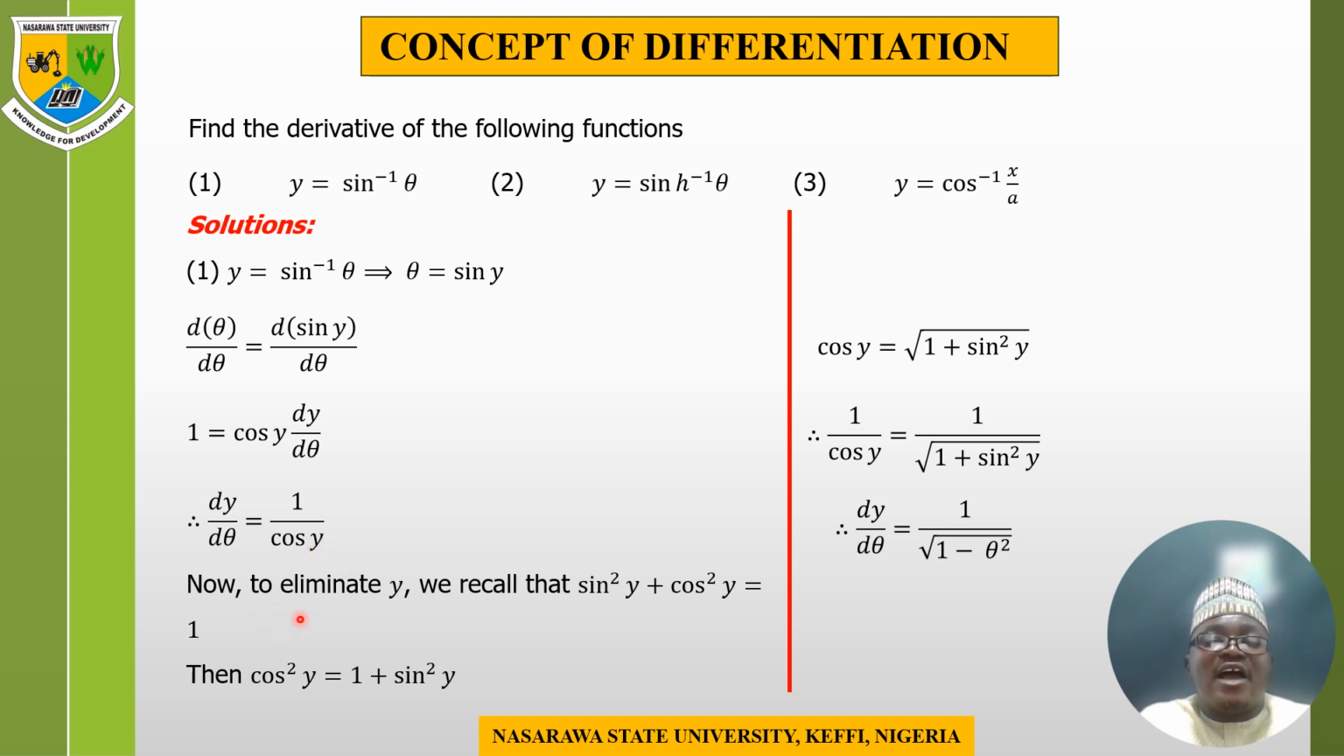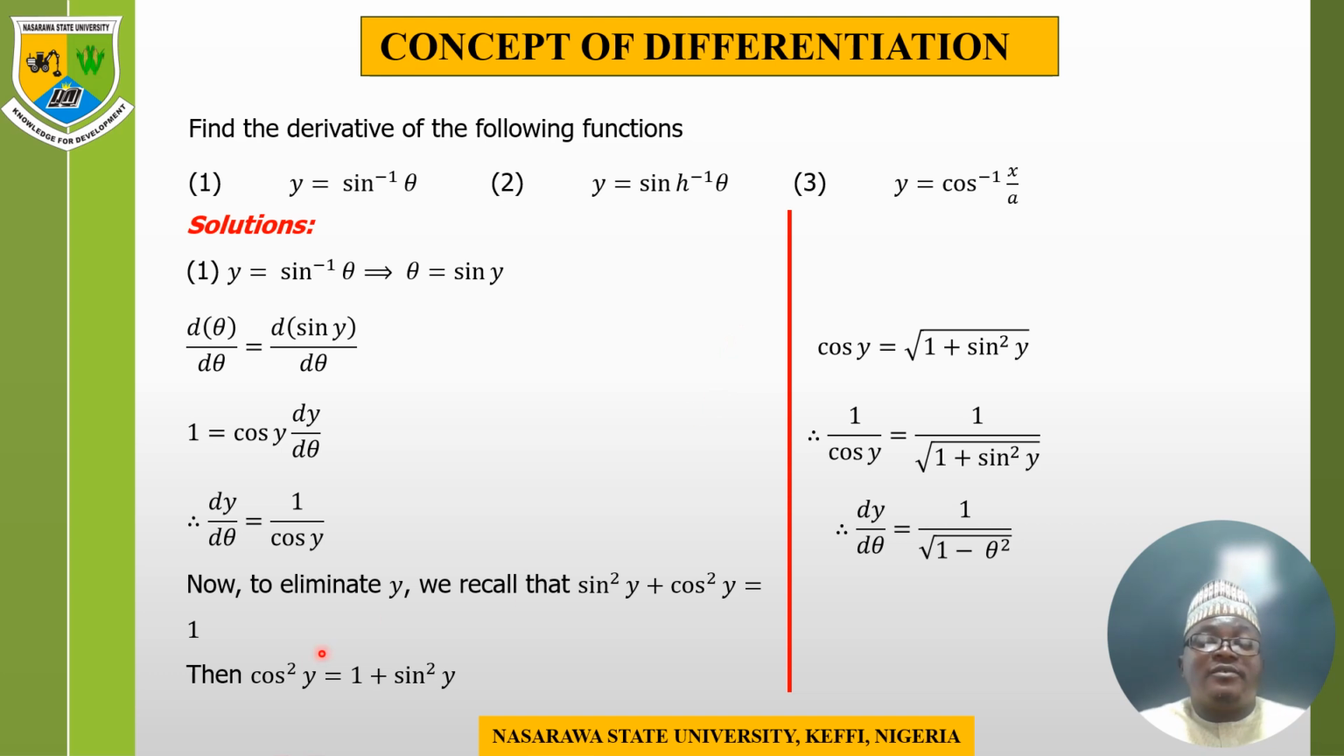Now, to eliminate y, we recall that sine square y plus cos square y is equal to 1, then cos square y equals 1 plus sine square y. Then we eliminated that one. Now, the second example, the student can try, but the third example, which is this one, we are going to try it.